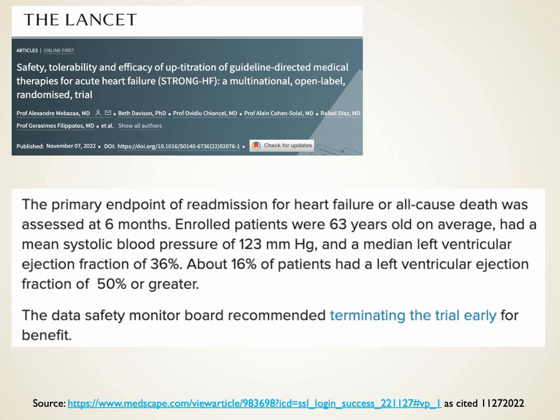Here's what they found. All-cause death was assessed at 6 months. They were 63 years old on average. The mean blood pressure is listed here. The mean EF was 36%. About 16% had an ejection fraction of 50% or greater. They actually had to stop the trial early because the aggressive treatment arm folks did so much better that they felt they needed to publish this and no longer keep people in the usual care arm for ethical reasons.